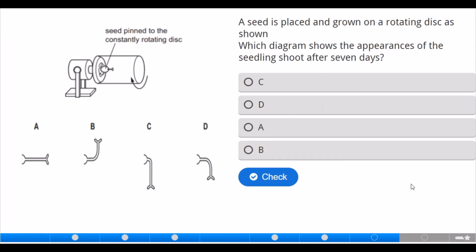A seed is placed and grown on a rotating disc. This rotating disc shown here, which diagram shows the appearance of the seedling shoot after 7 days? To grow out here, so that will be A.